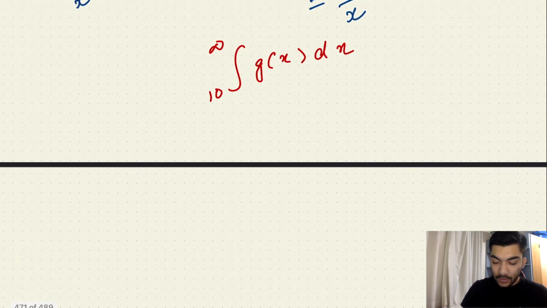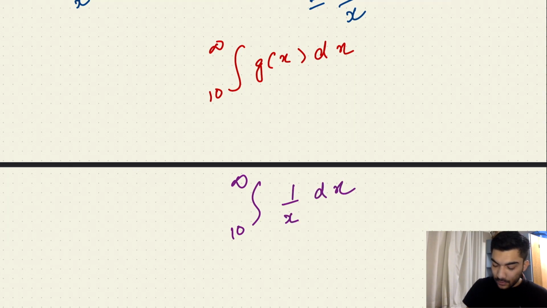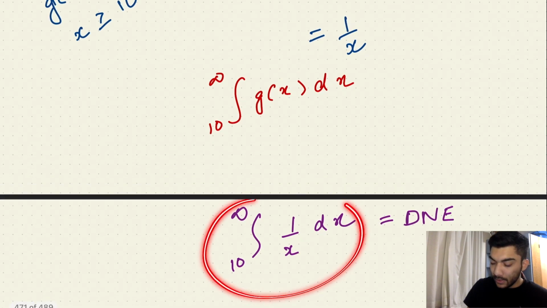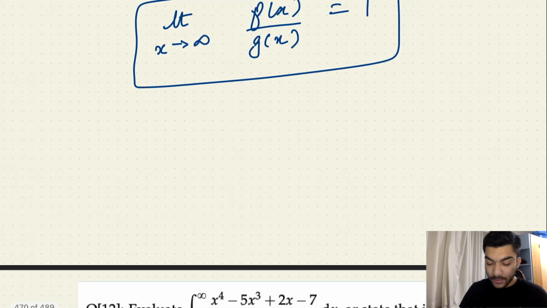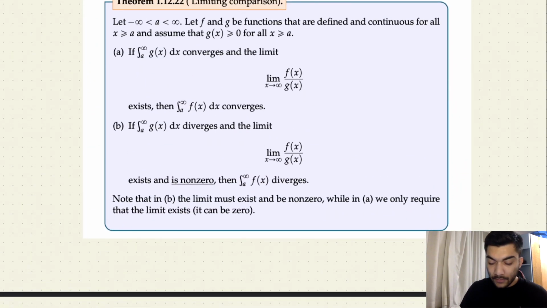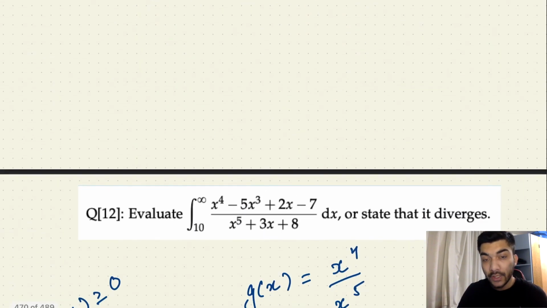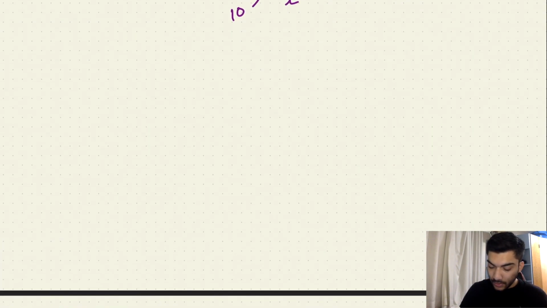Based on prior knowledge from the last videos, we know that the integral from 10 to infinity of 1 by x dx diverges. So this integral does not exist. Since this integral diverges, it lies within case 2 of the limiting comparison test. Now we have to calculate the limit as x tends to infinity of this expression, and if this limit exists and is non-zero, then our original integral of f of x dx will also diverge.